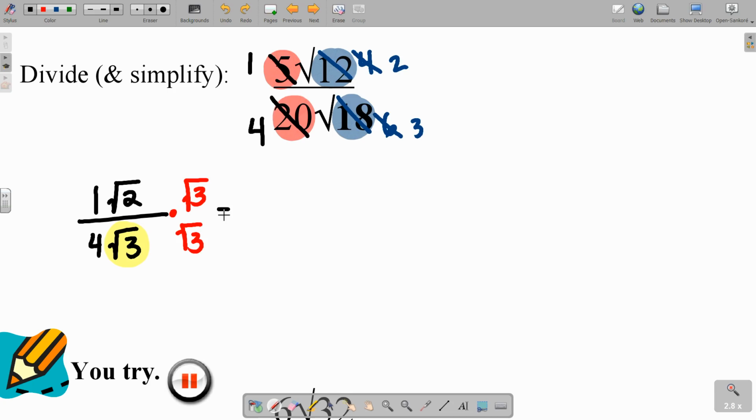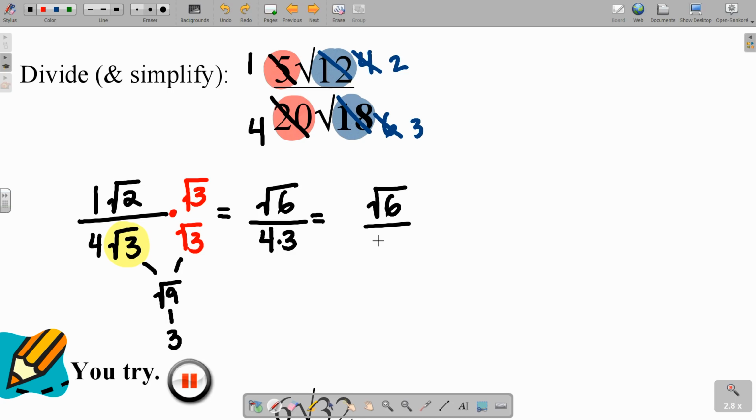Watch what happens. Root 2 and root 3 become root 6. Root 3 times root 3 technically is root 9, which just becomes a plain 3. So down below, you're going to have 4 times 3. Final answer, root 6 over root 12. You cannot simplify any further. Why? Because root 6 is an innie, and 12 is an outie. Innies and outies do not communicate with each other.